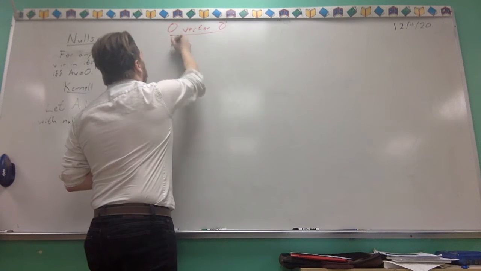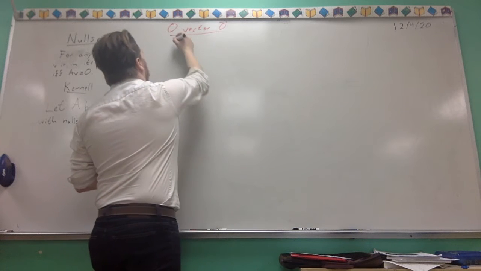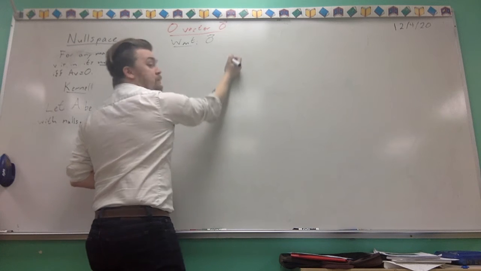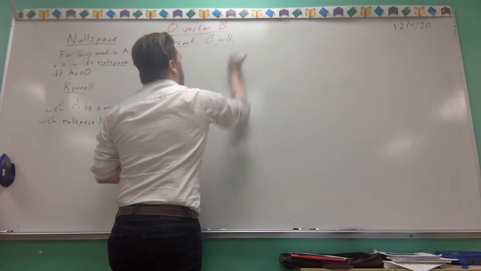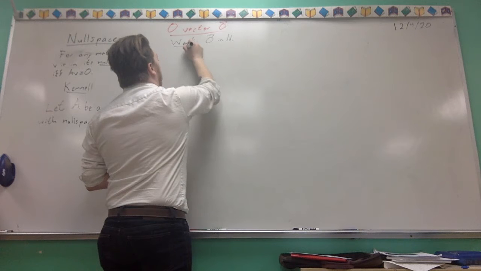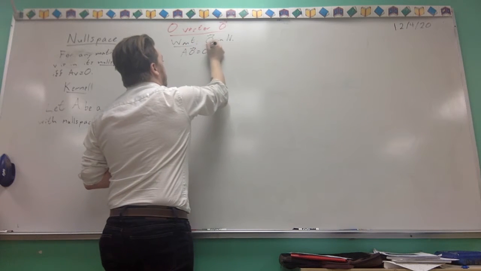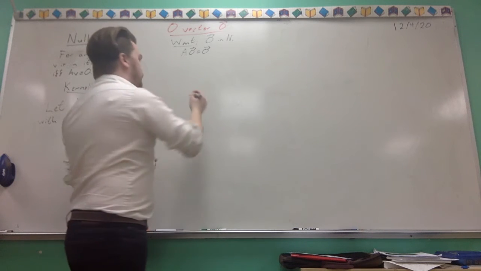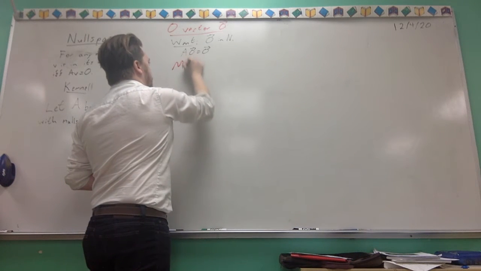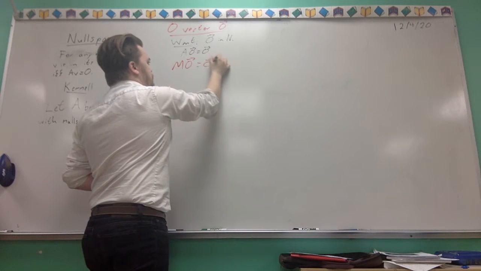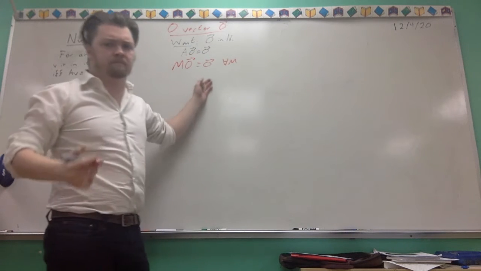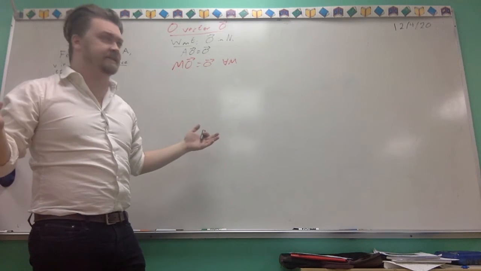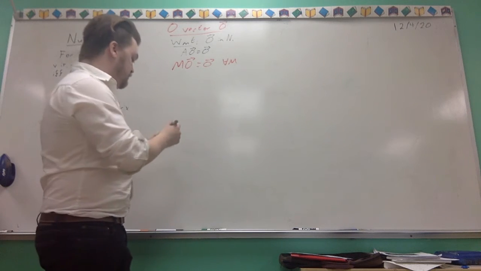What do I want? I want the 0 vector to be in N. In other words, I want A times the 0 vector to equal the 0 vector. But wait a minute. Do we remember this guy? For all matrices M, the 0 vector times M is the 0 vector. It's as easy as that. I'm done. Great. Moving on.